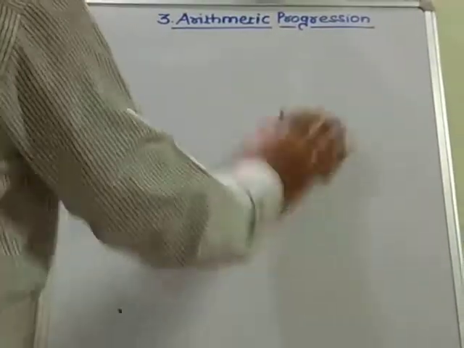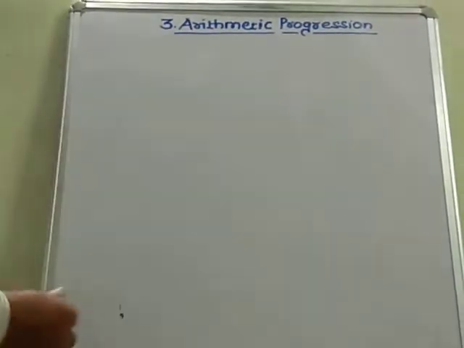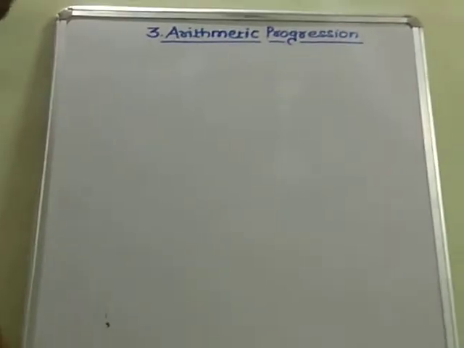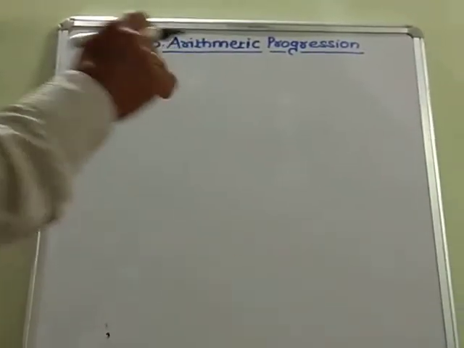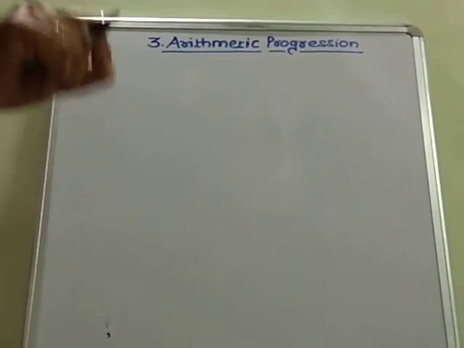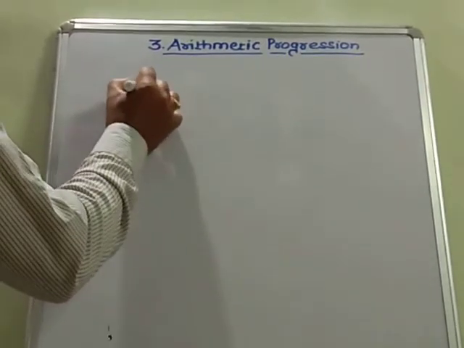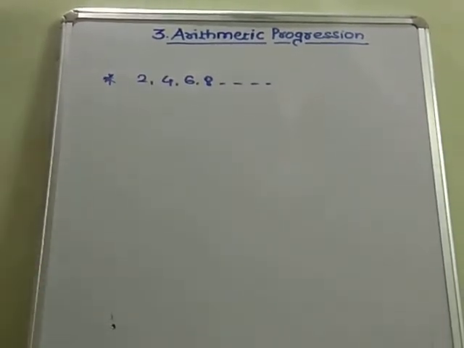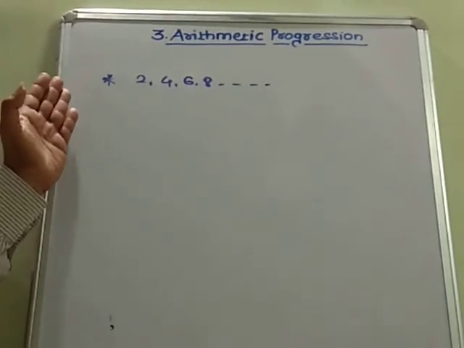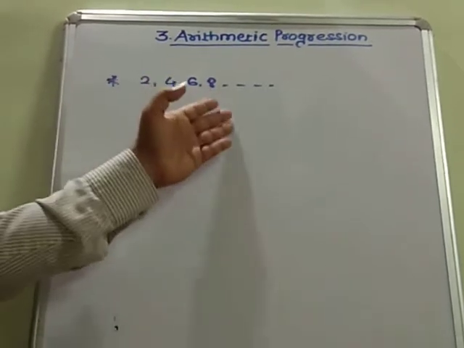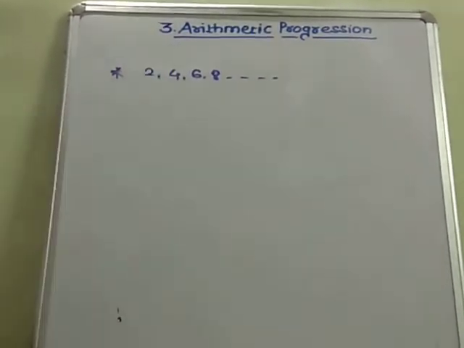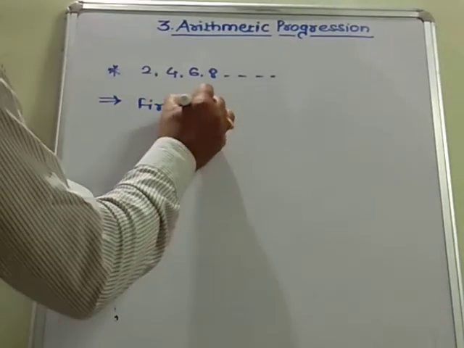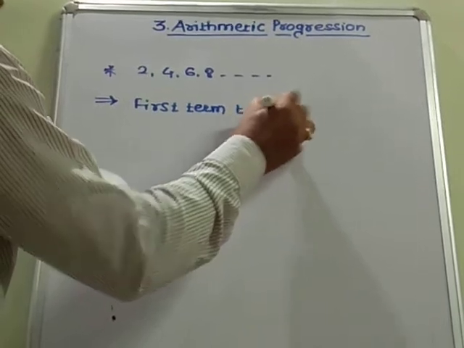Okay, look at some examples related to this. I write a sequence, and you tell whether it is an arithmetic progression or not. If it is an arithmetic progression, then find the common difference. 2, 4, 6, 8, dot dot dot. Is this sequence an AP, yes or no? Why? The first term T1 is equal to 2.